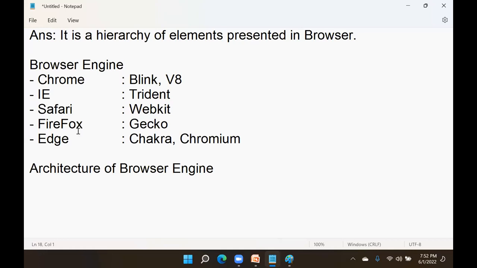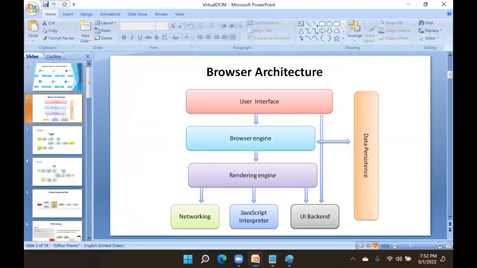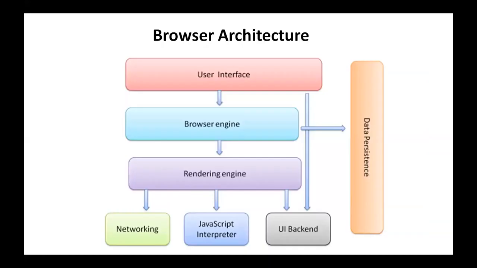So, the architecture of the browser engine. This is the basic architecture of a browser engine. This is the browser architecture. In the browser architecture, you will have a browser engine, rendering engine, JavaScript interpreter, and data persistence. I will come to all of these level by level in different stages. No need to discuss all of this at a time. We will discuss every point one by one.